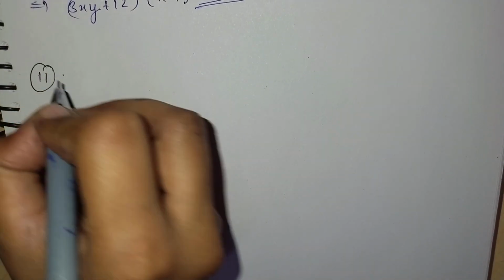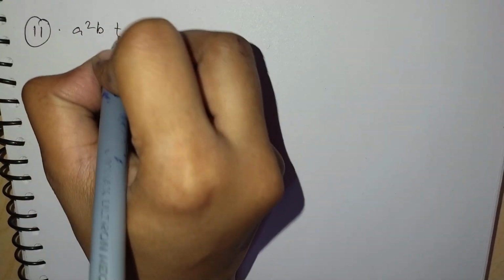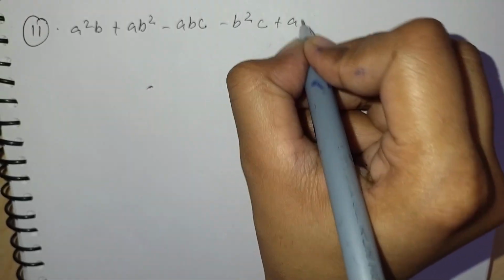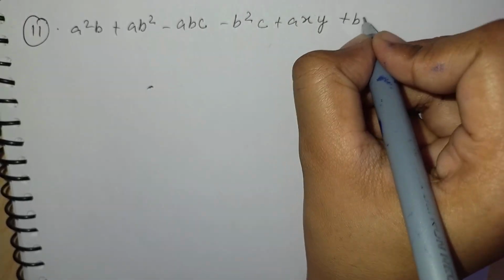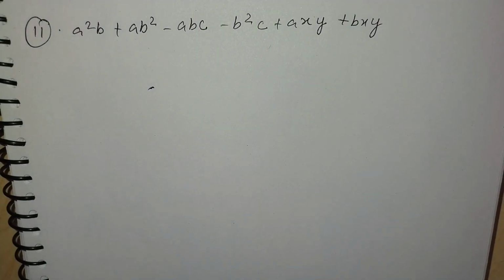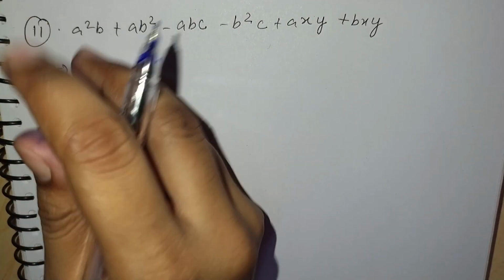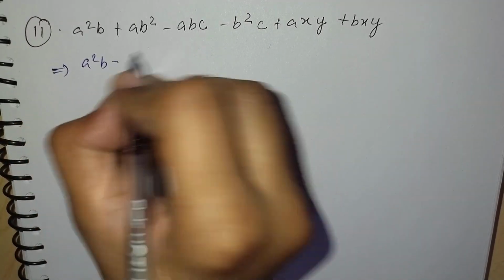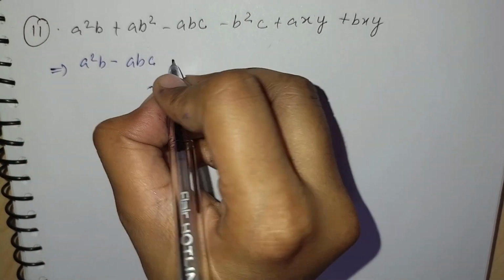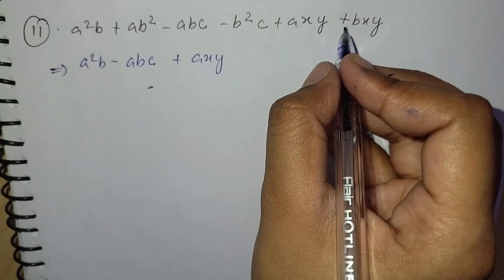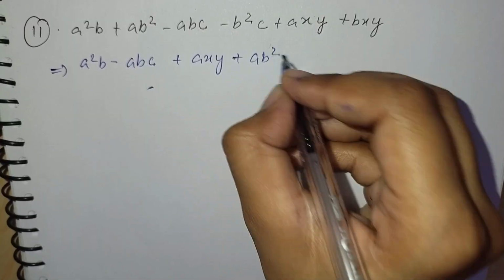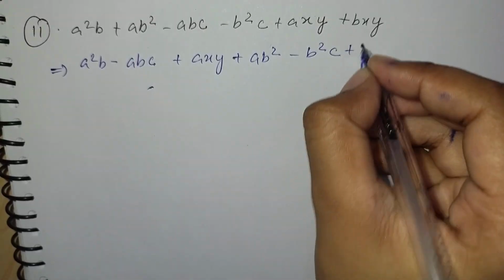Now let us solve the 11th question here. So 11th question says that a square b plus ab square minus abc minus b square c plus axy plus bxy. Here we have to factorize. So firstly we will rearrange here. We can write it as a square b minus abc. Now axy here, so we can write it as bx plus ab square. So plus ab square here. Now we can write b square c and bxy.